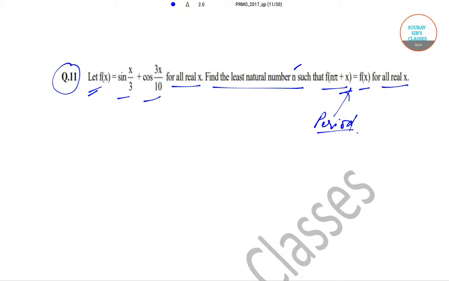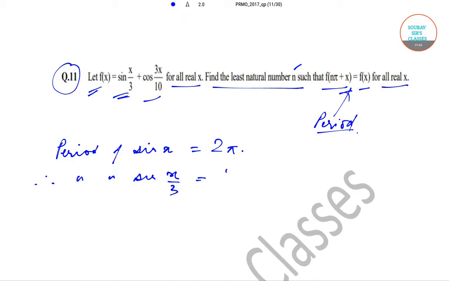Okay, so now here, what we have to find out is the period of f of x. The period of f of x is basically determined by the periods of its parts. Sine x repeats itself after 2 pi. So therefore the period of sine of x by 3 is basically 2 pi into 3, which is given by 6 pi.